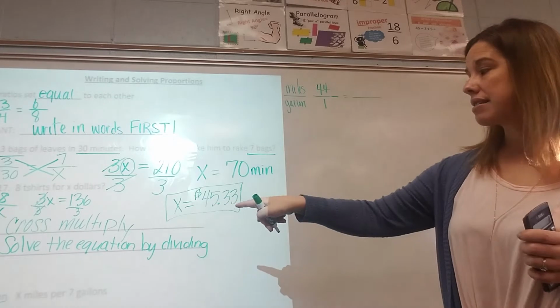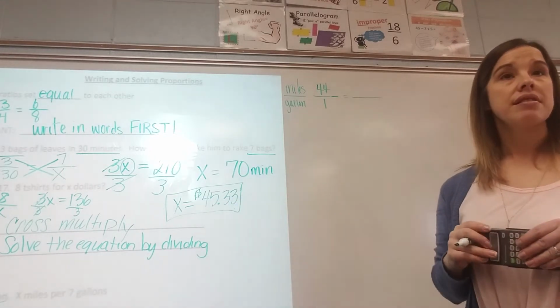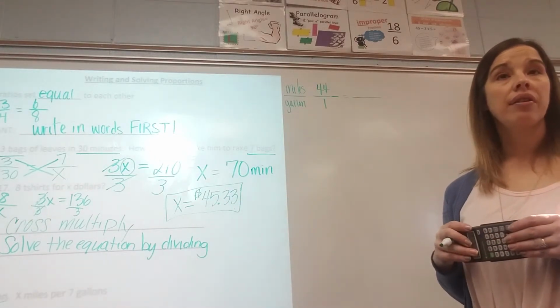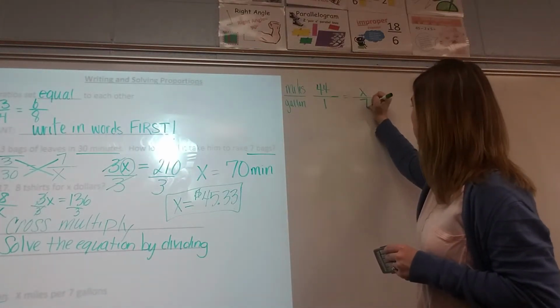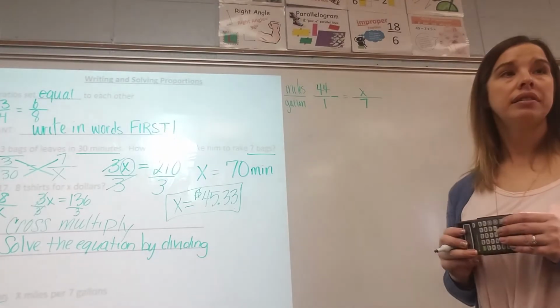Then it says X miles per 7 gallons. Where does my 7 go? On the bottom, because gallons are on the bottom. Good. So your X is on top, 7's on bottom. Very good.